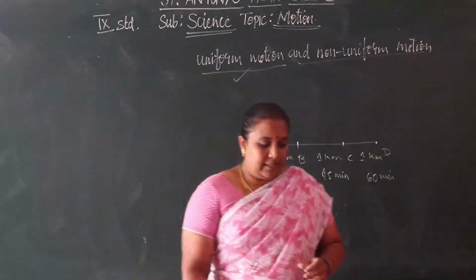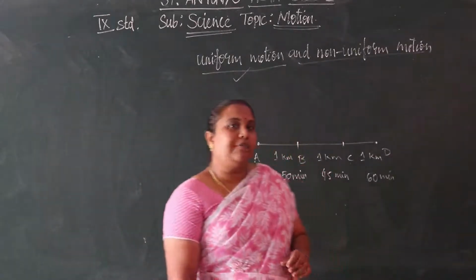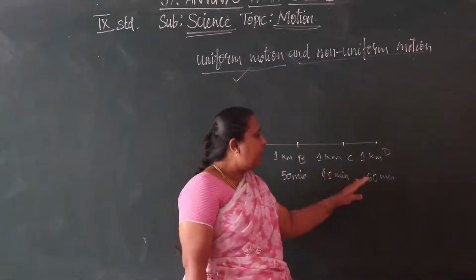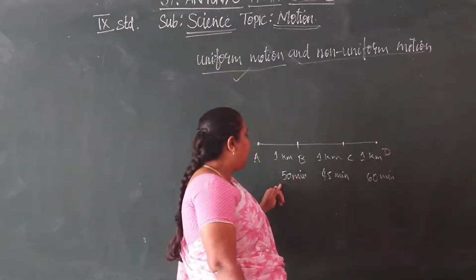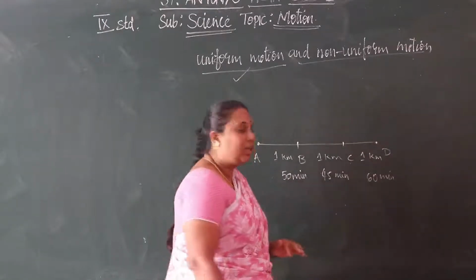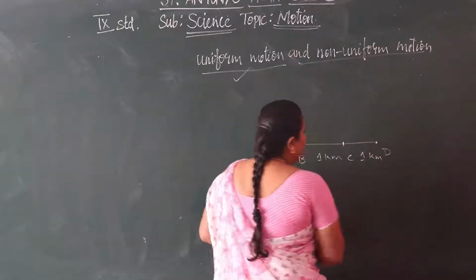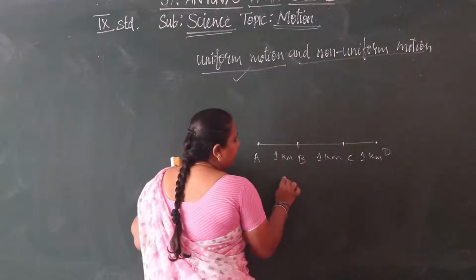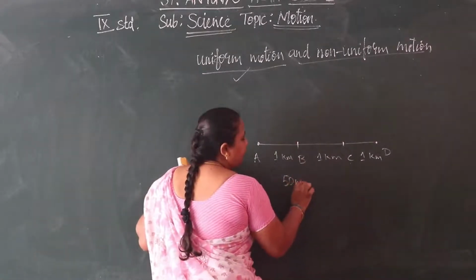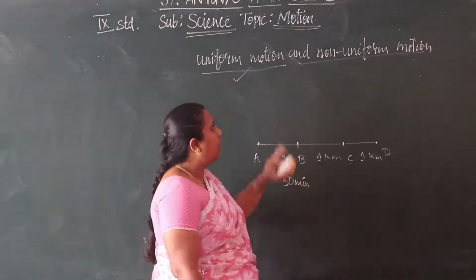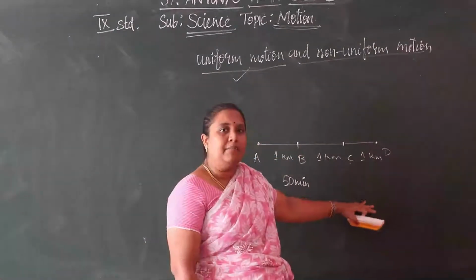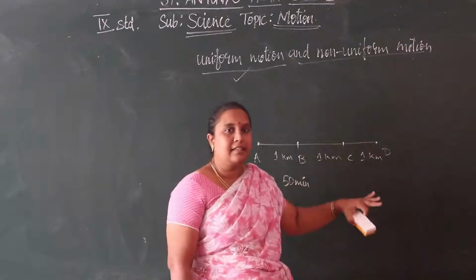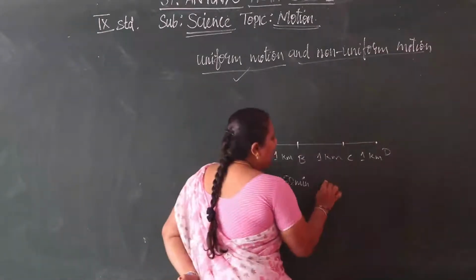We see unequal distances in equal intervals of time. Here I told different intervals of time. Otherwise we can take the same time. Here we can take 50 minutes. So in uniform motion we took 15 minutes, equal intervals of time, and different distances. Here we take only 15 minutes.